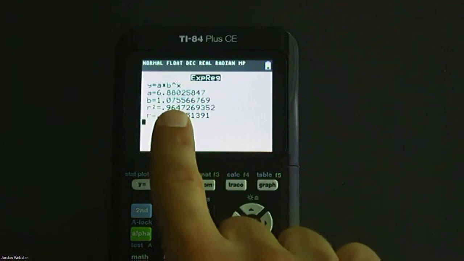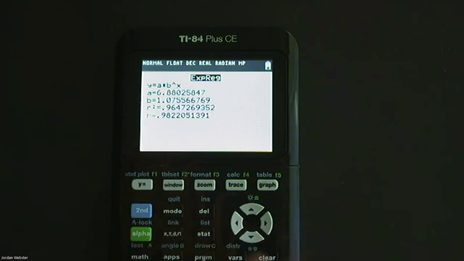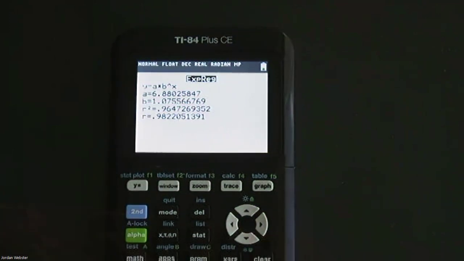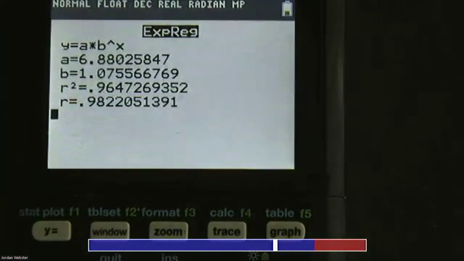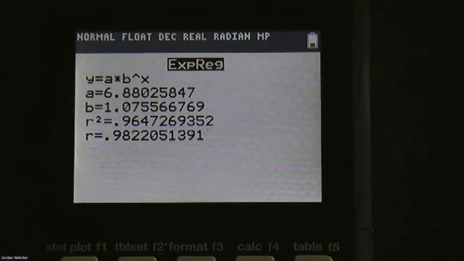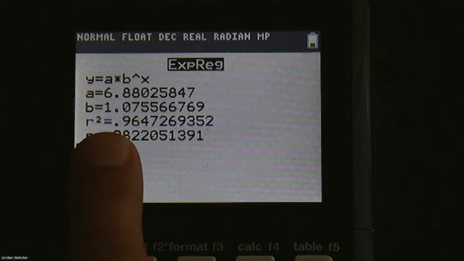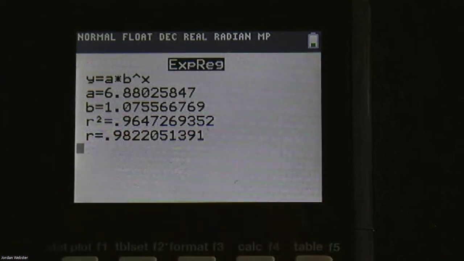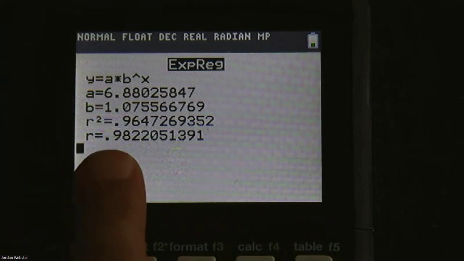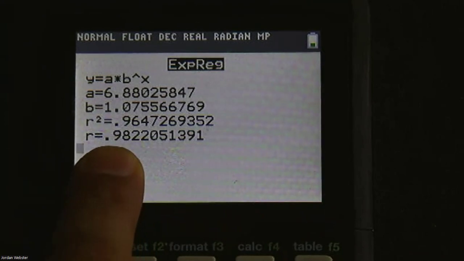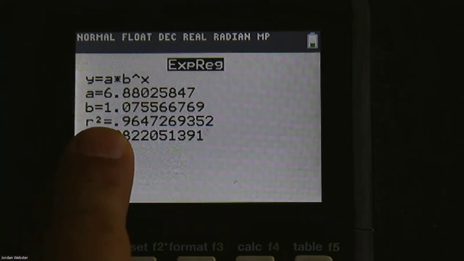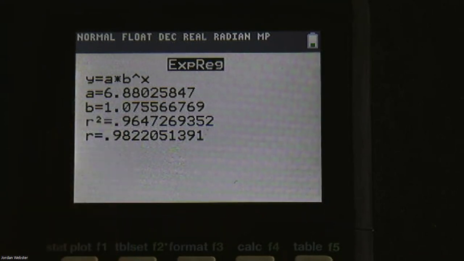And this gives me the exponential model. This says the exponential model for this data set is y equals a times b to the power x, where a is 6.88 roughly, and b is 1.075566, et cetera. It also gives me the correlation coefficient. By the way, this is not Pearson. Pearson is the linear correlation coefficient. And it gives me the R squared that tells me how well my data fits.